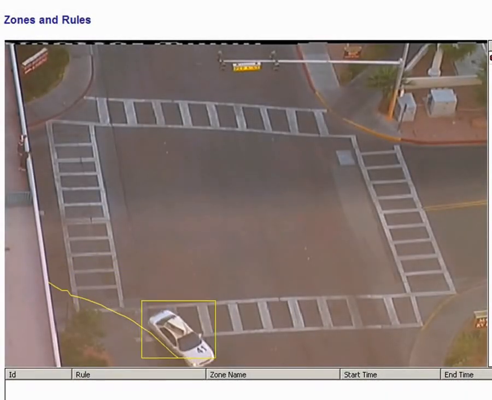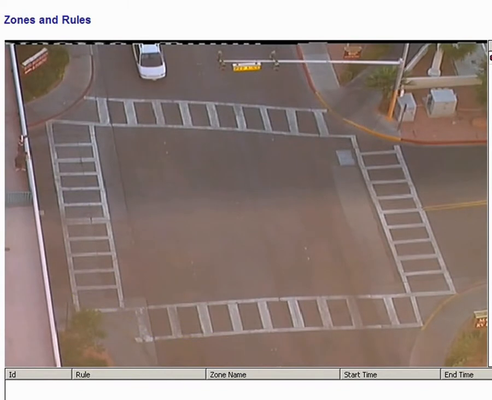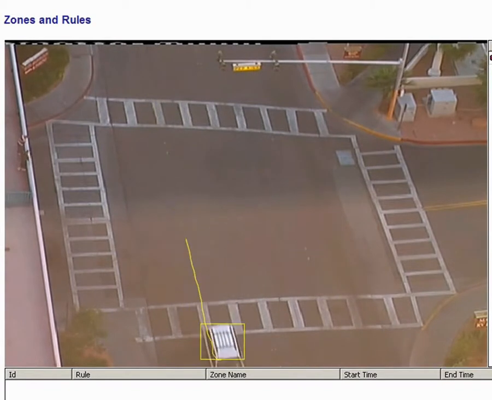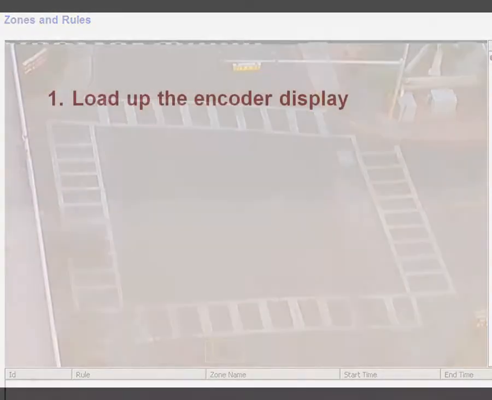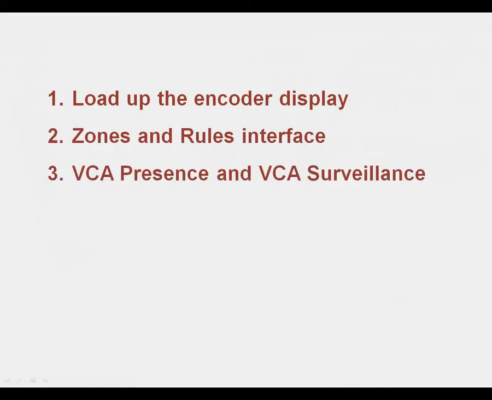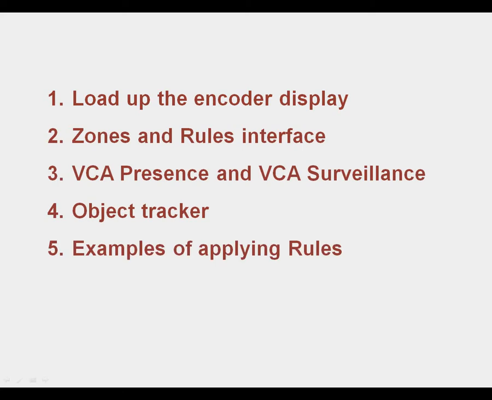In this quick start video tutorial, I am going to show you how easy it is to set up video analytics. There are 5 topics to cover and it takes less than 5 minutes to set up. The 5 topics that I will cover are loading up the encoder display, describing the zones and rules interface, talking about the difference between VCA presence and VCA surveillance, the object tracker, and finally examples on applying rules.